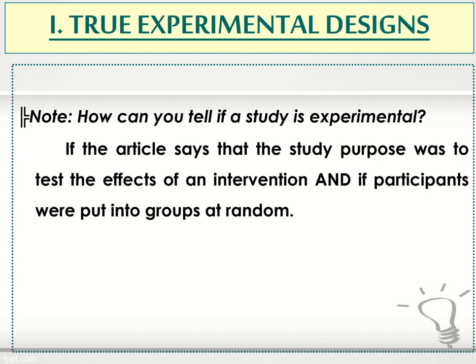So, how can you tell if a study is experimental? So researchers usually indicate in the method section of their reports that they use an experimental or randomized design or RCT. If such terms are missing, you can conclude that a study is experimental if the article says that the study purpose was to test the effects of an intervention and if participants were put into groups at random. So, yun yung makakapagsabi sa inyo na experimental na siya.